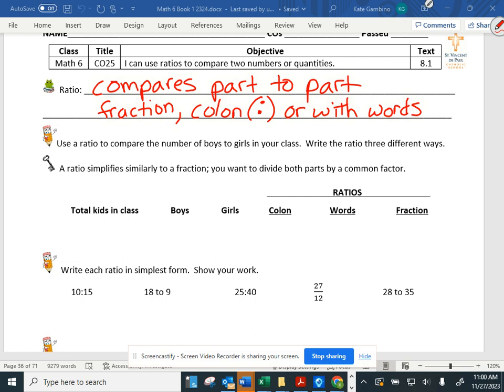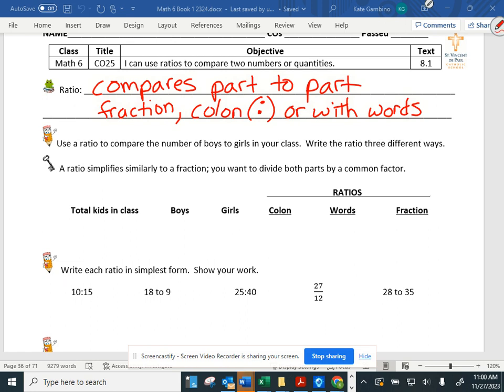Remember, when we work with our ratios, it goes in order. 10 to 15. 18 to 9. 25 to 40. 27 to 12. Doesn't matter the way we write it. We say it all the same way.